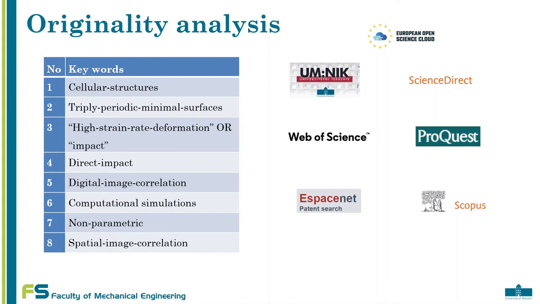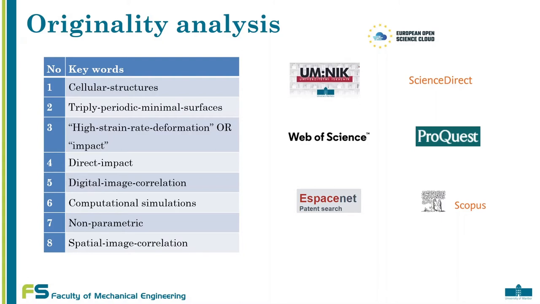So one of the keywords was of course cellular structures. After that, I focused more on triply periodic minimal surfaces, which are specific types of cellular structures. And in our laboratory, we are making high strain rate deformation experiments and impact experiments. This was my other keyword.